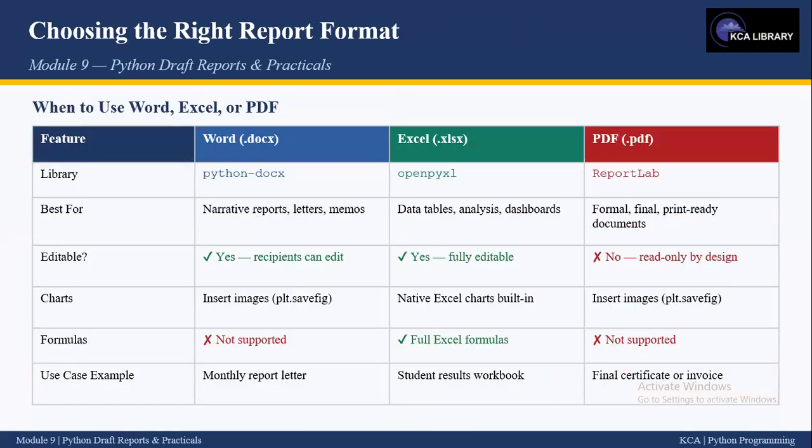This slide provides a comparison of the three report formats to guide format selection for different use cases. Word documents generated using python-docx are best suited for narrative reports, letters, and memos. They are fully editable by recipients and can embed charts and images saved from the Matplotlib library. They do not support Excel-style formulas.